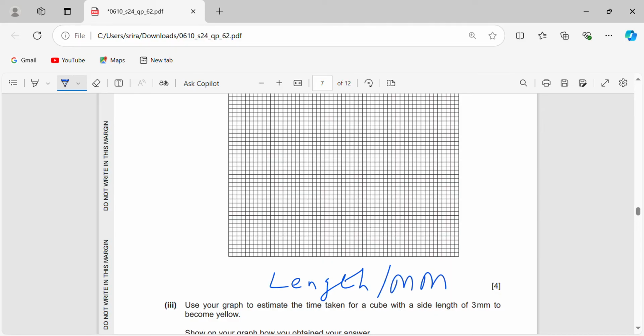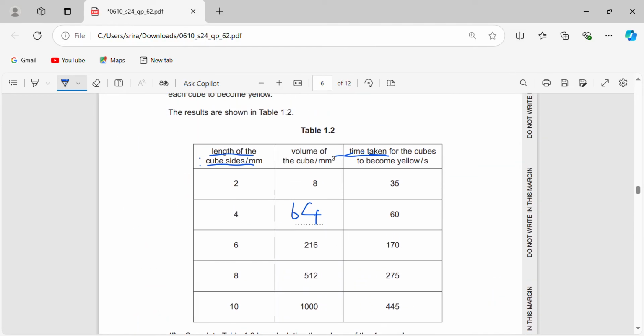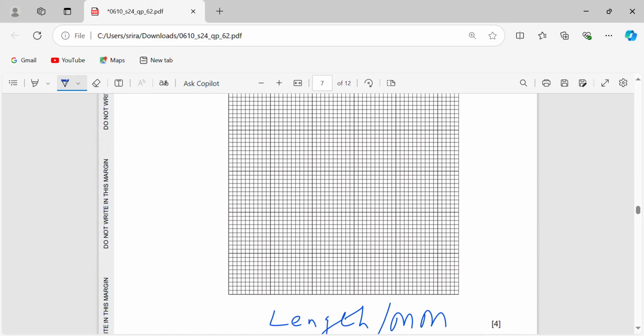Length, and I'm just going to write time taken. They took it in seconds, so we also take it in seconds. So time taken in seconds. So we have our axis labeled with units.